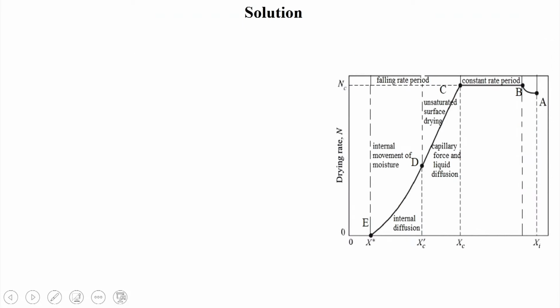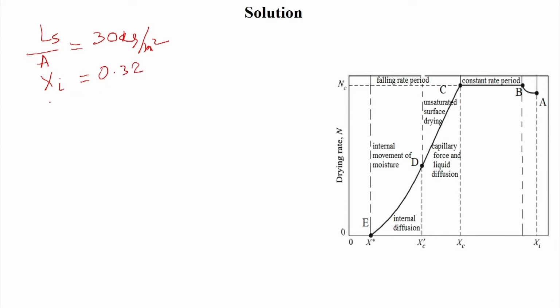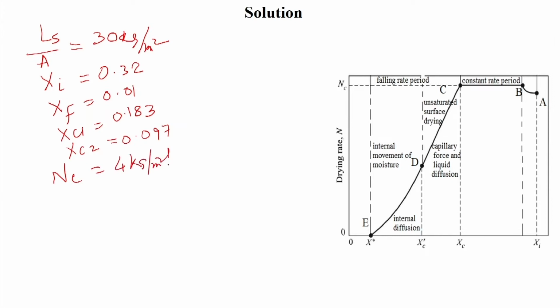We write LS by A, that is 30 kg per meter square, and Xi is given as 0.32, Xf is given as 0.01, Xc1 is 0.183, Xc2 is equal to 0.097, and Nc is also supplied, that is 4 kg per meter square hour. So, these are all given in the problem itself.